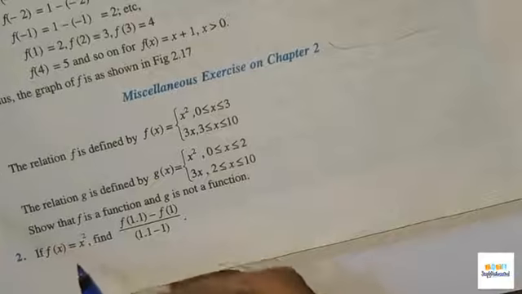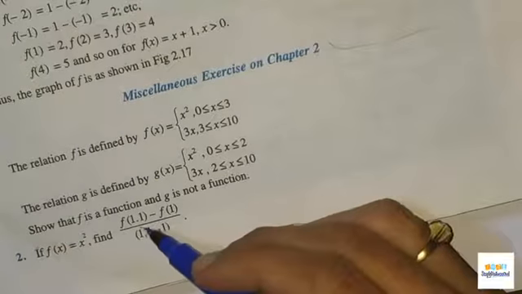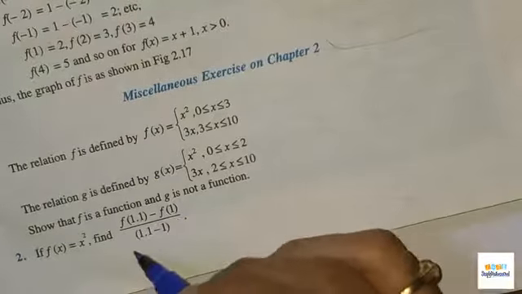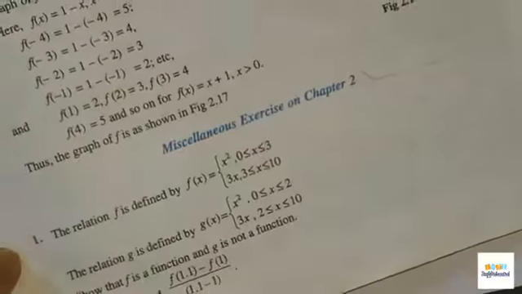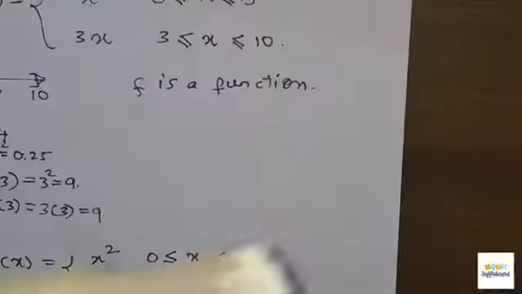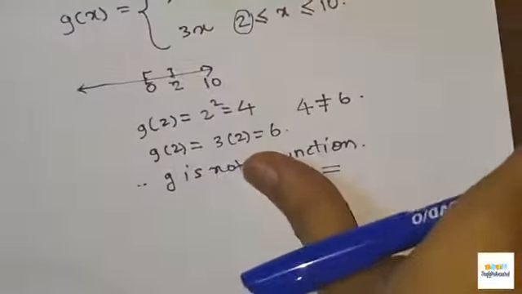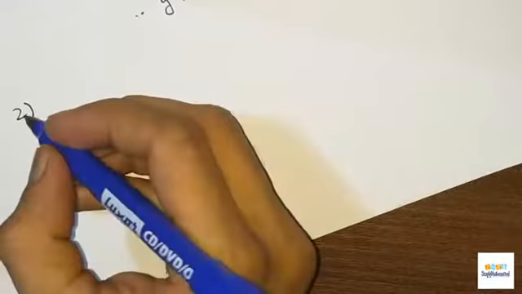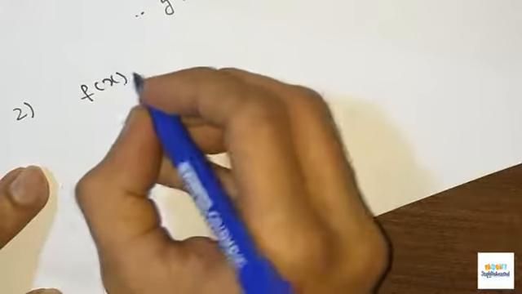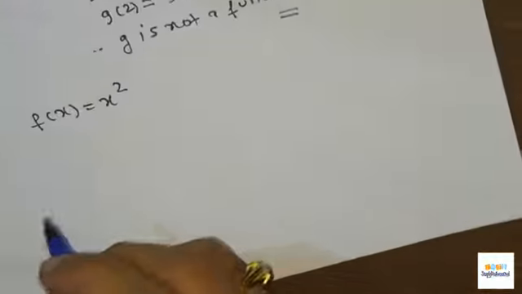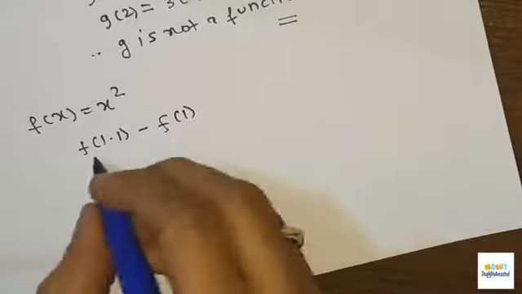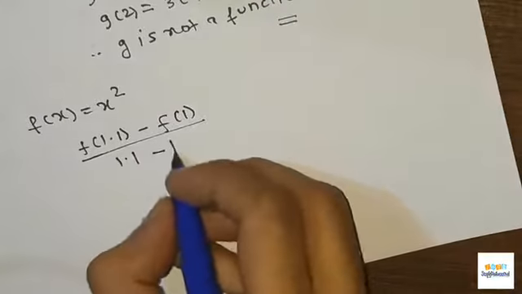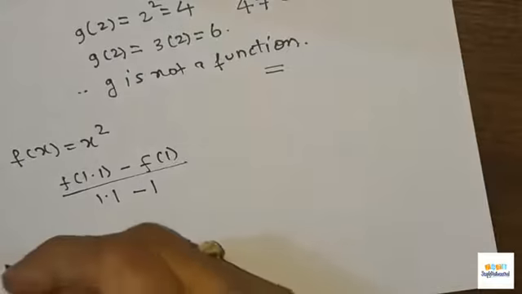Second problem is, if f(x) is equal to x square, find [f(1.1) minus f(1)] divided by [1.1 minus 1]. Okay, let us try to solve. You are given the function f(x) equal to x square. We have to find [f(1.1) minus f(1)] divided by [1.1 minus 1]. Okay, so this is simple.